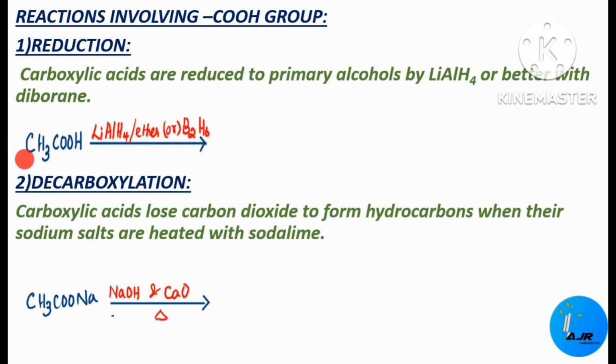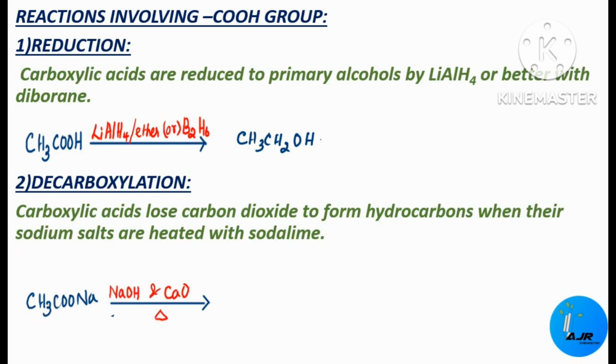Either we can make use of lithium aluminum hydride in the presence of ether, or diborane, that is B2H6. When you are reducing this acetic acid, we will be getting alcohol, CH3CH2OH. So this is the product we are getting. Next one is decarboxylation. Carboxylic acids lose carbon dioxide to form hydrocarbons when their sodium salts are heated with soda lime. When the sodium salts are heated with soda lime, we will be getting hydrocarbons by losing carbon dioxide.